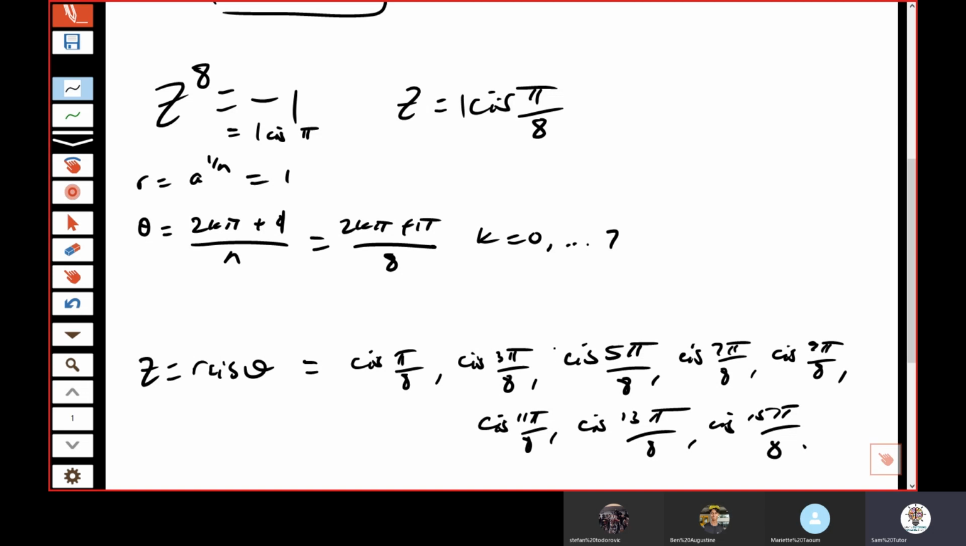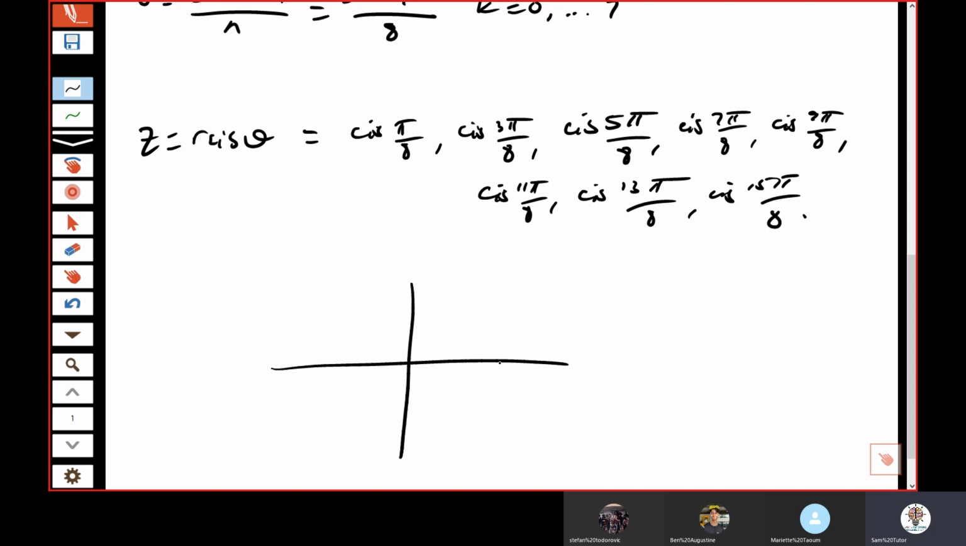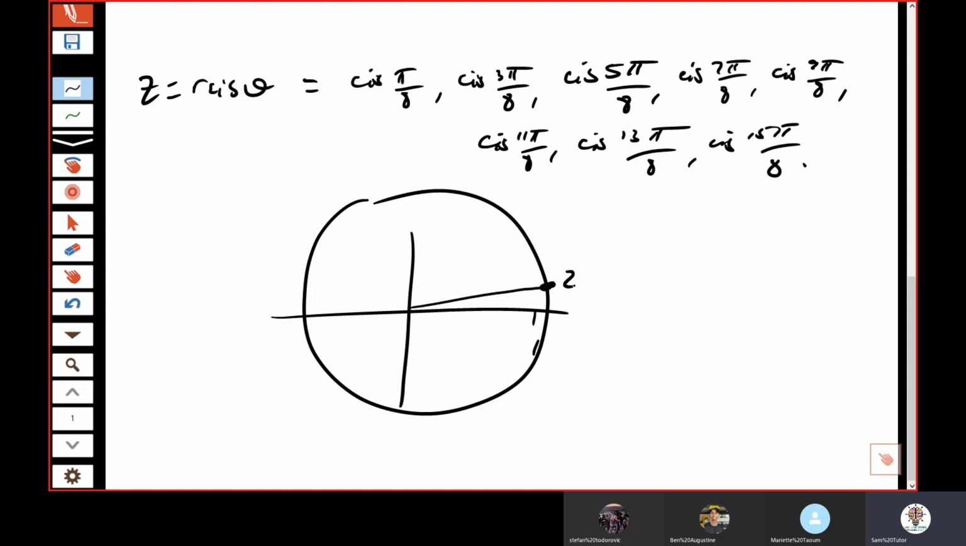Question says now to plot it. Well, very easy to plot because you know the modulus of this whole thing, which is just 1. So you know it's going to be on a unit circle. Let me start from there. There we go, there's my unit circle. First one is at pi on 8. How big is pi on 8? Grab your calculator. 180 divided by 8 is 22.5. So there's the first one. That's Z1.